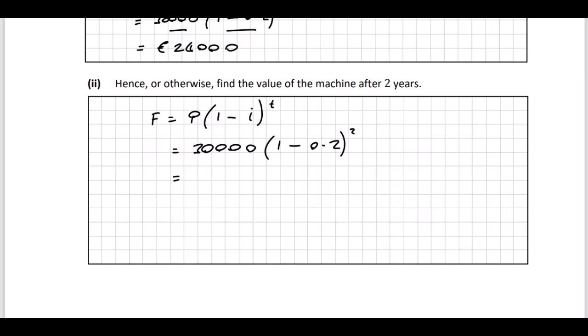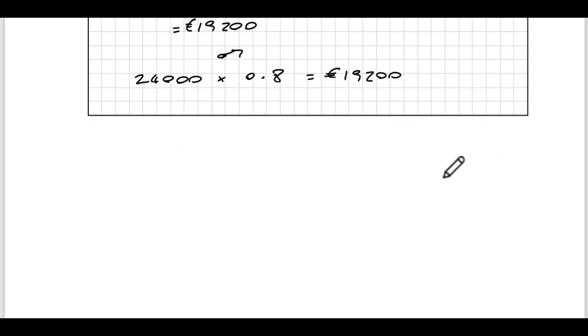So if you do that on your calculator, you get 19,200 euros. Or as I say, you can take the 24,000 from part 1 and multiply that again by 0.8, and you'll still get 19,200 euros. Okay, let's have a look at the next one.